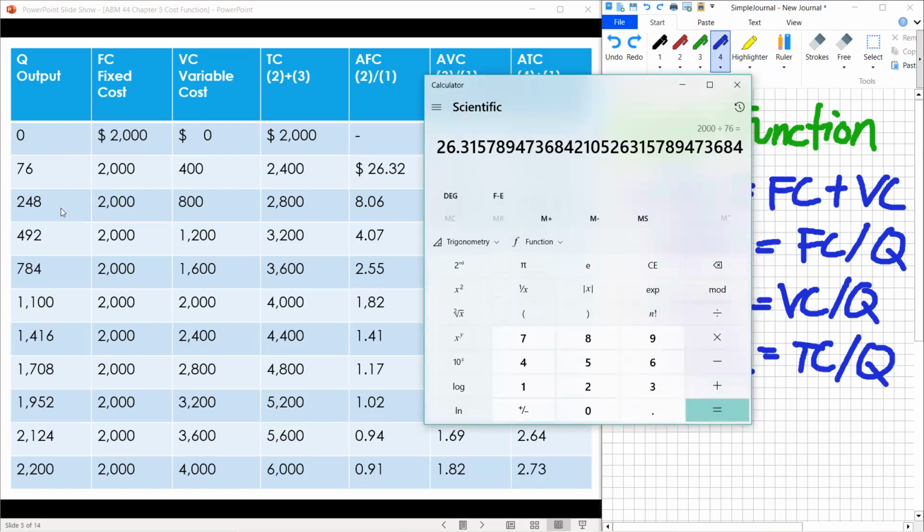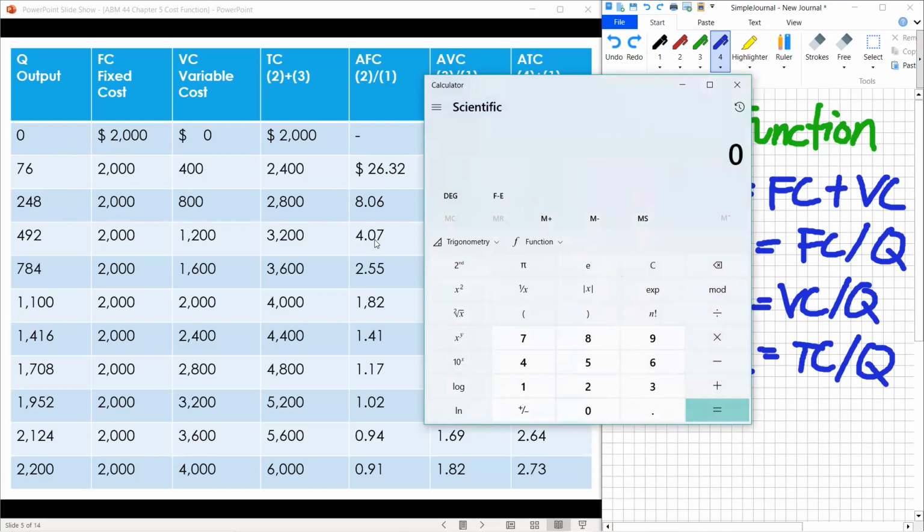How about at an output of 248? Let's solve this one. That would be 2000 divided by 248. So you'll get 8.06 here. I hope that's clear.